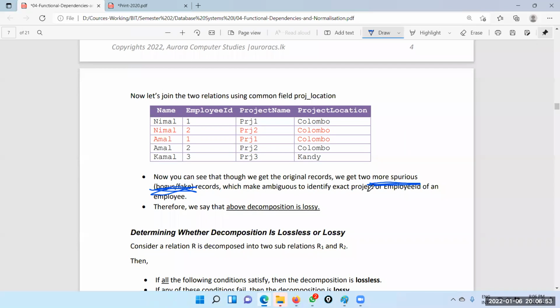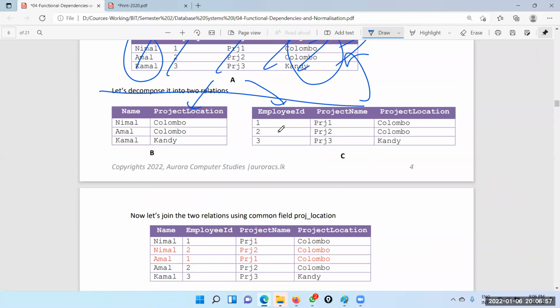Okay? So therefore the above decomposition is a lossy one.